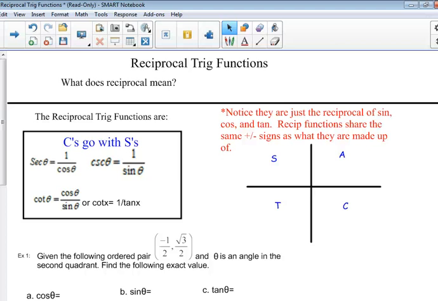Okay, guys, so today we're going to talk about reciprocal trig functions, and it's important to know what the word reciprocal means. Any ideas? Flip it and negate it. Just flip, okay? Just flip.